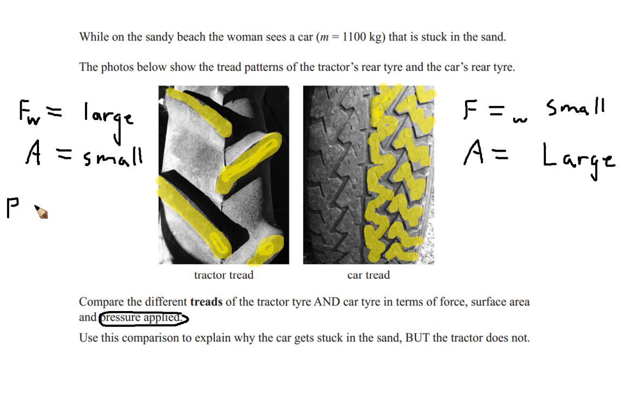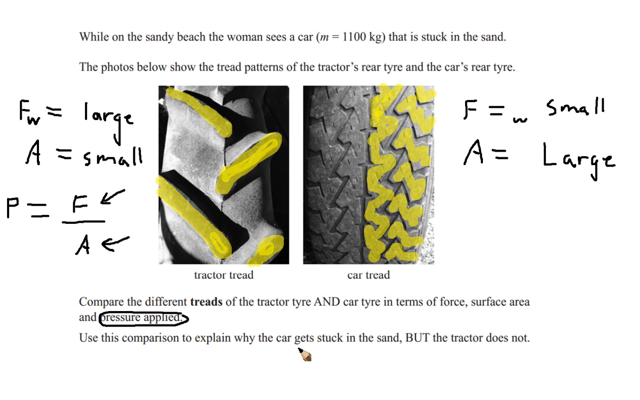Well, if pressure equals force divided by area, what they essentially wanted you to do here, now you don't have to do any kind of calculation, but what you would say is if you've got a larger force, you would get a larger pressure. And having a smaller area over which that's applied gives you an even larger pressure. So a combination of a large force over a smaller area means you get greater pressure applied. So there's going to be much more pressure applied by these tyres than by the car tyres.